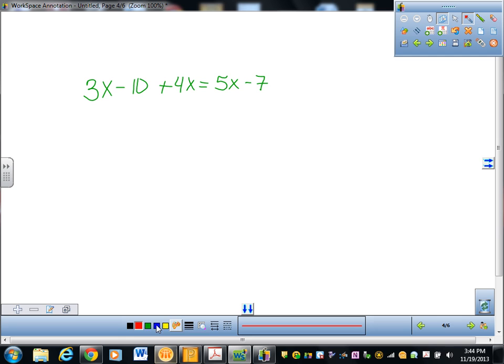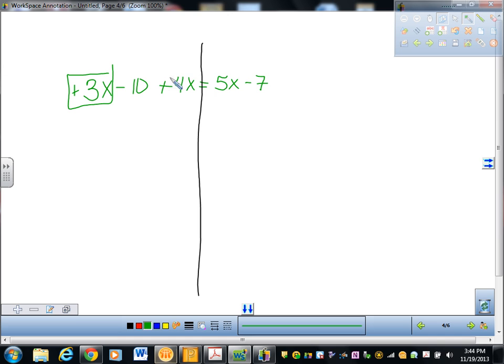We are going to draw our train tracks. And we're going to box and circle. So box the variable, box the variable, box the variable, and we're going to circle the numbers. Circle that -10, circle the -7, okay?